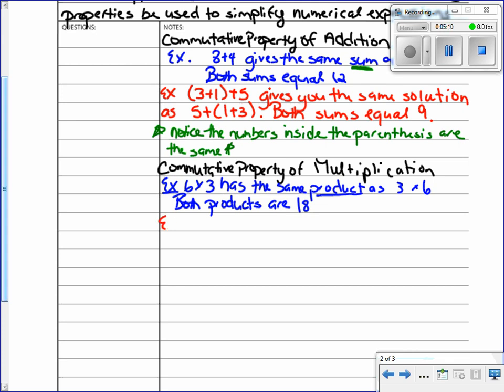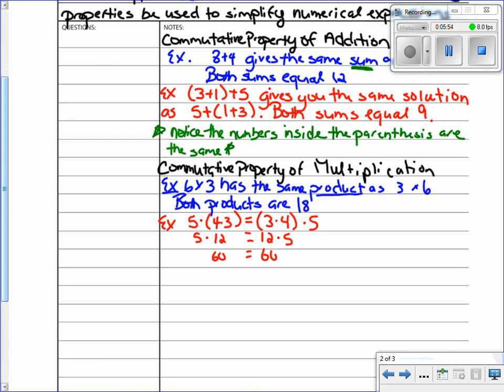A harder example would be 5 times the quantity of 4 times 3 is equal to the quantity of 3 times 4 times 5. If we want to solve these using the order of operations, on the left side, 4 times 3 gives us 12. And 5 times 12 gives us 60. On the right-hand side, 3 times 4 is 12. 12 times 5 is 60. 60 does in fact equal 60, so these products are the same.